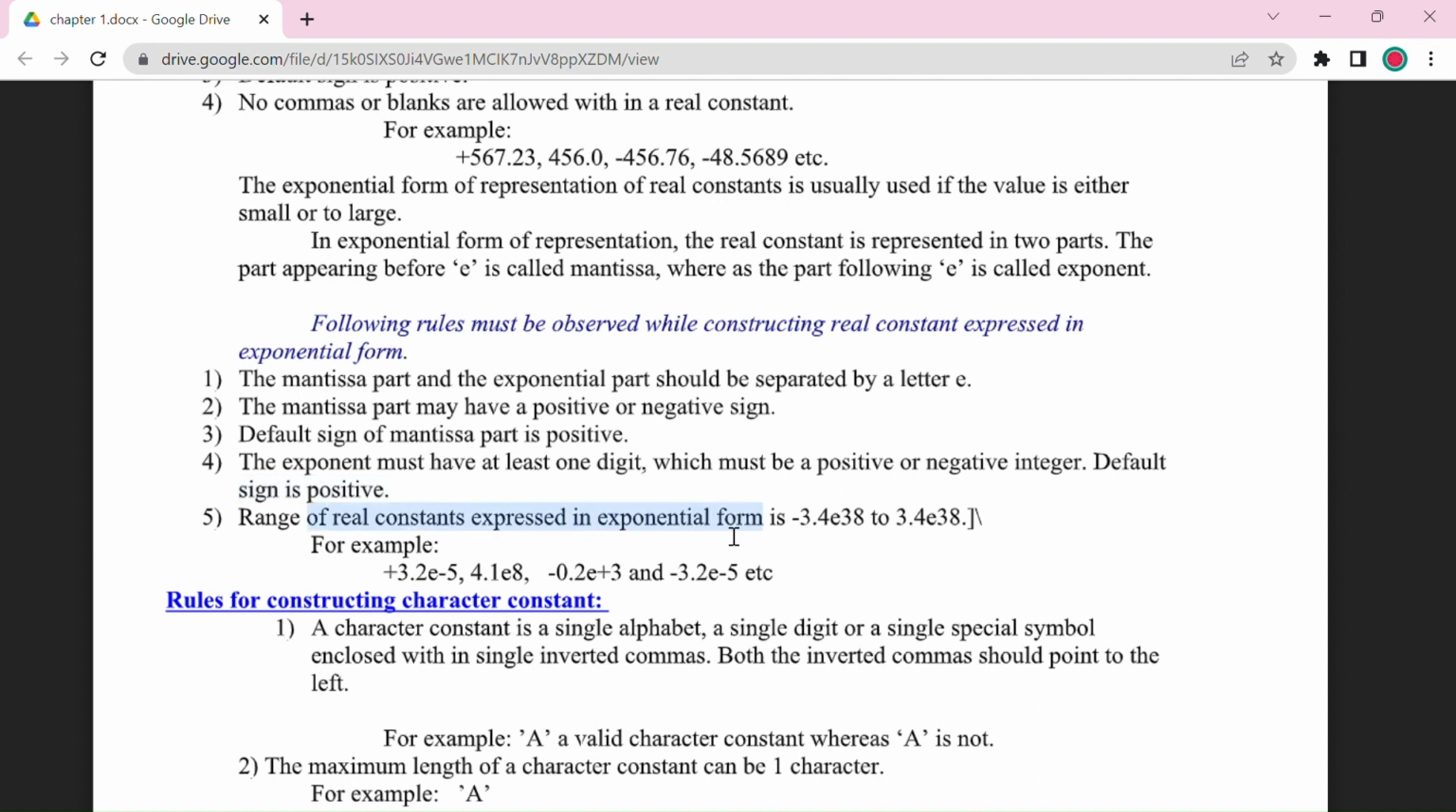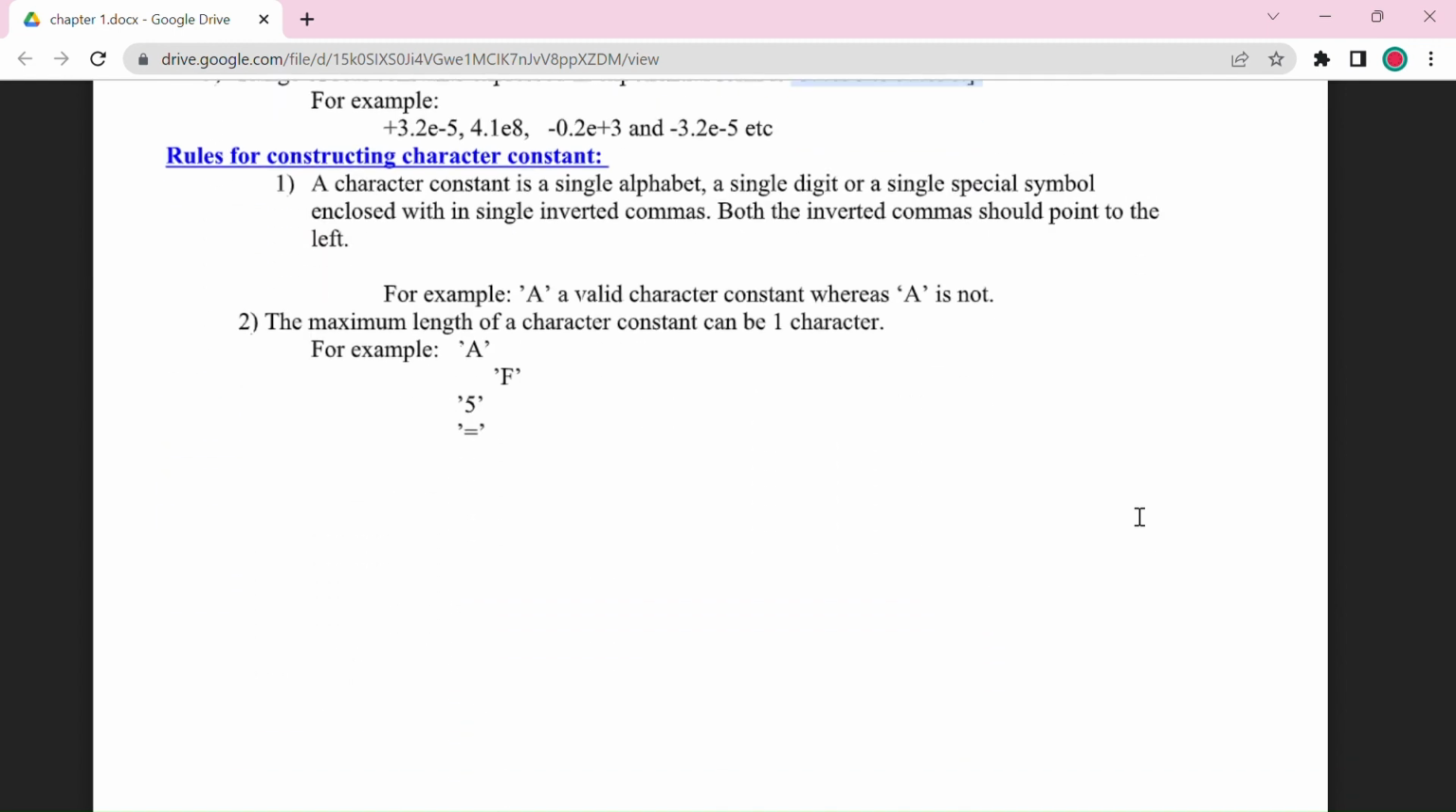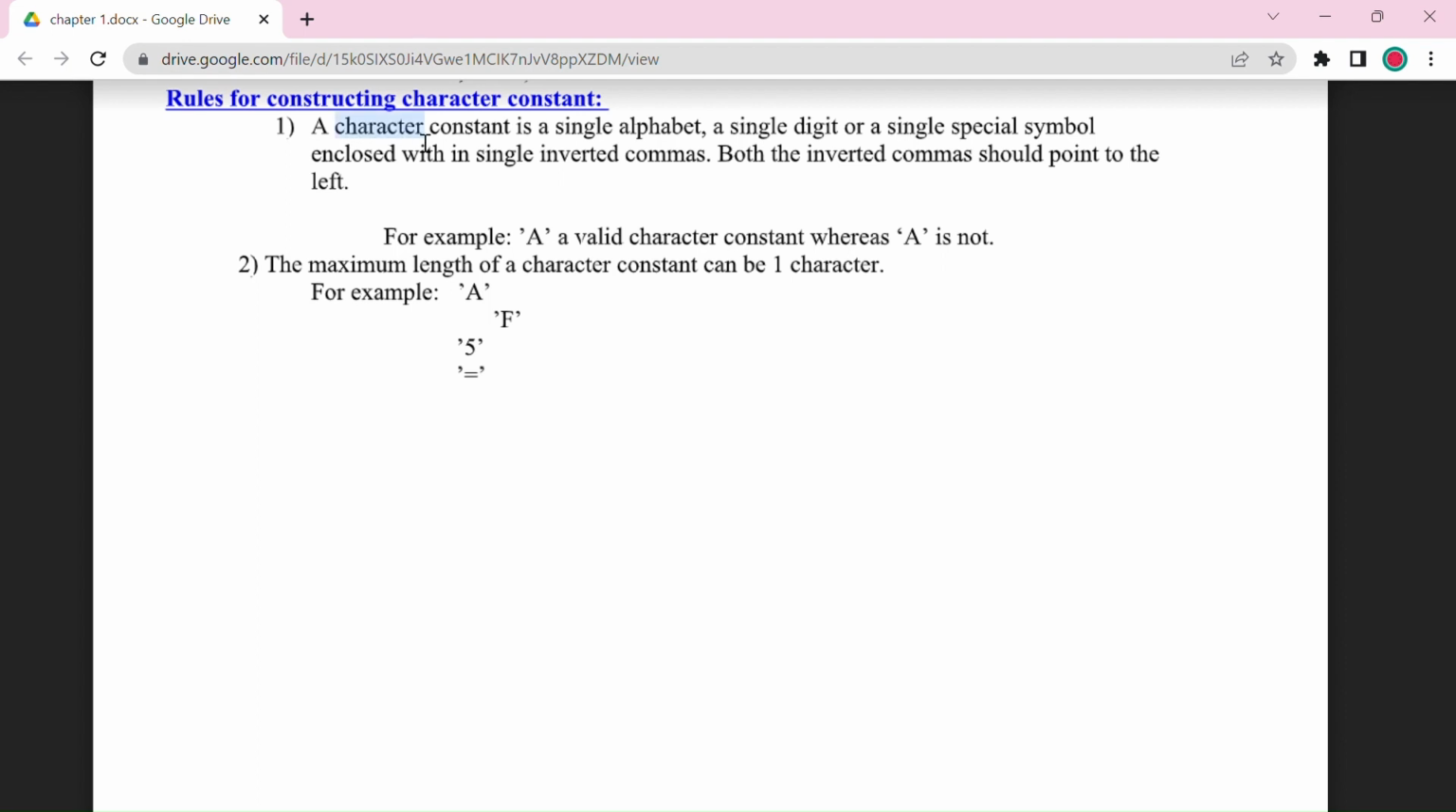The range of a real constant expressed in exponential form is this. You must consider this range. Between these ranges, you can put any number in the exponential form. Beyond these ranges, it won't even be considered in the C program. It will just give you an error. That's why I have told you guys that there are some limitations in the C language that we should consider or remember, right?